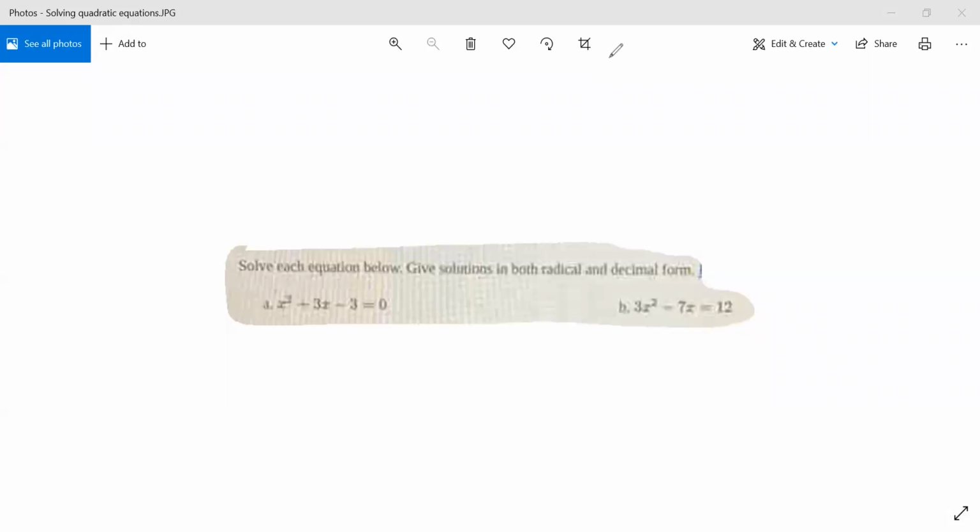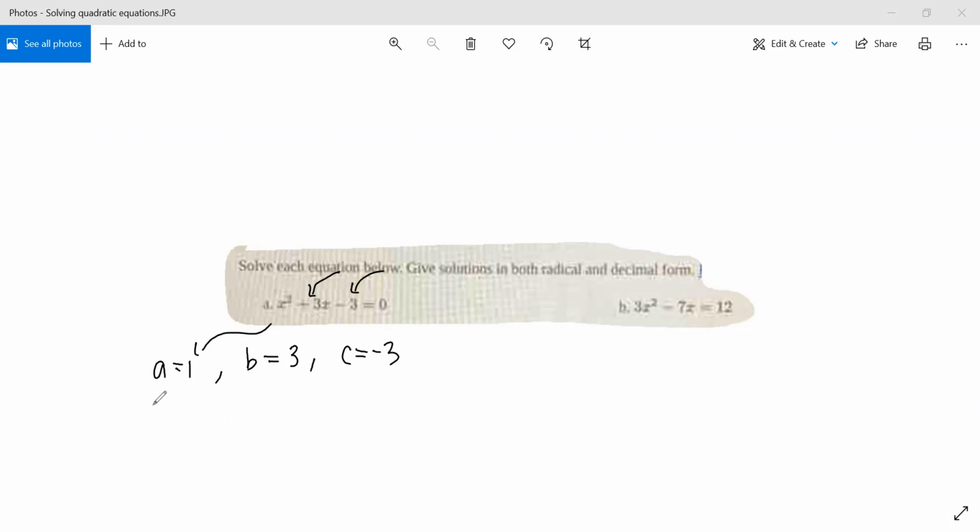Okay, so for each of these problems, we're solving quadratic equations. For this one, I'm just going to use the quadratic formula, where a equals 1. A is the coefficient of x squared, b is the coefficient of the middle term, this number right here, and c is this last number, the constant.